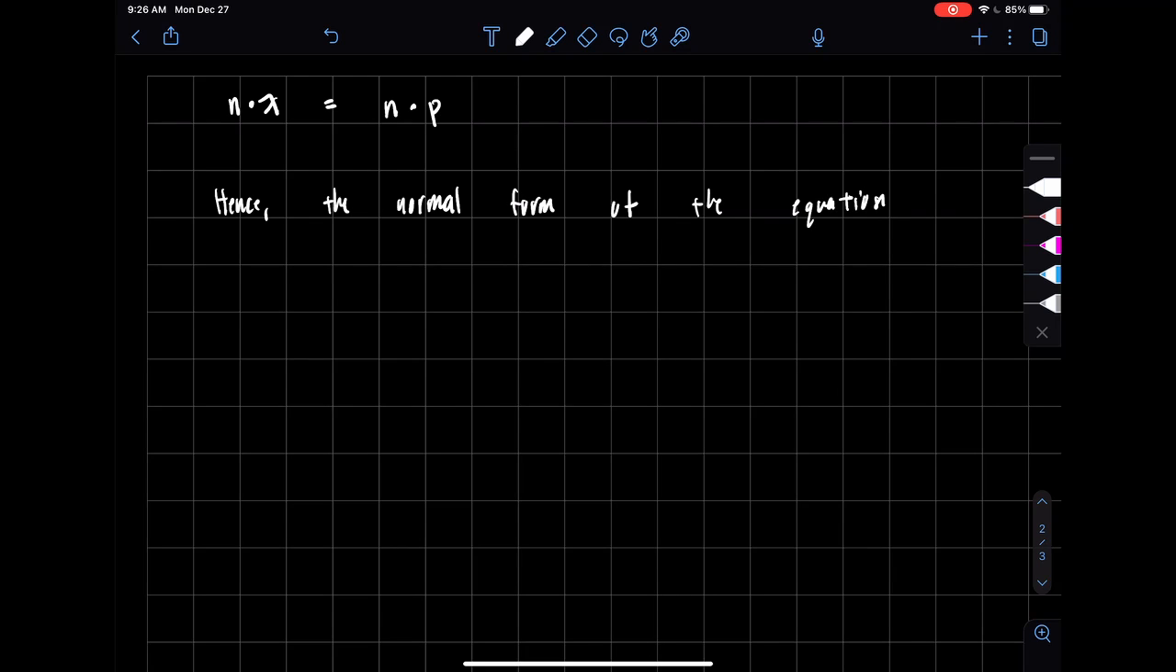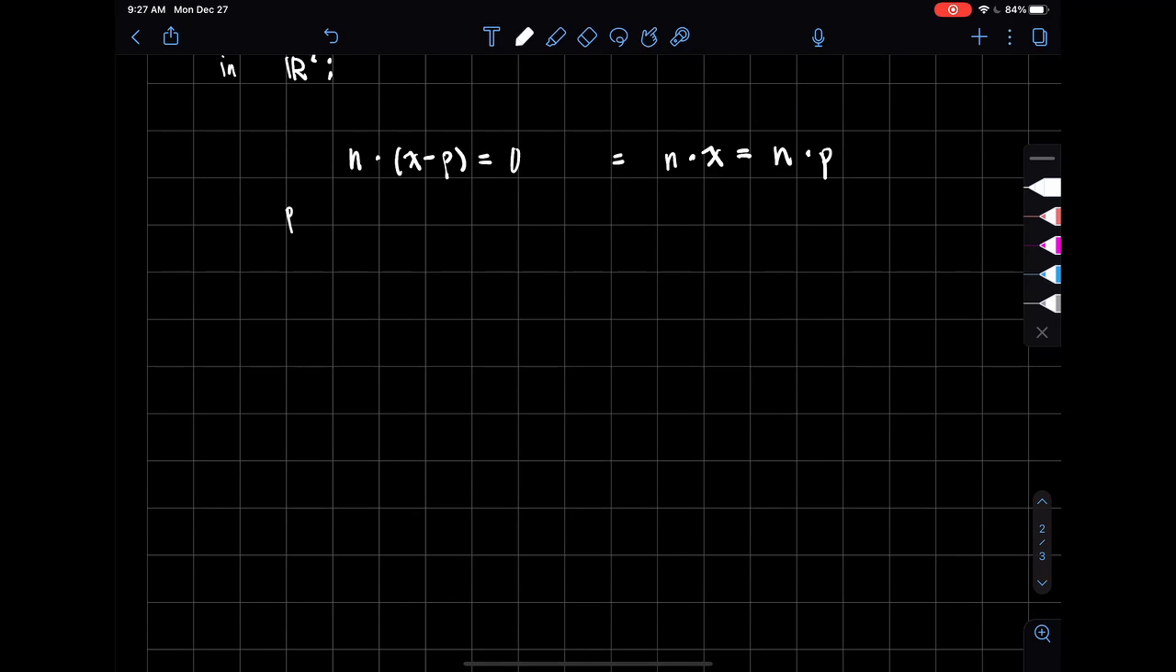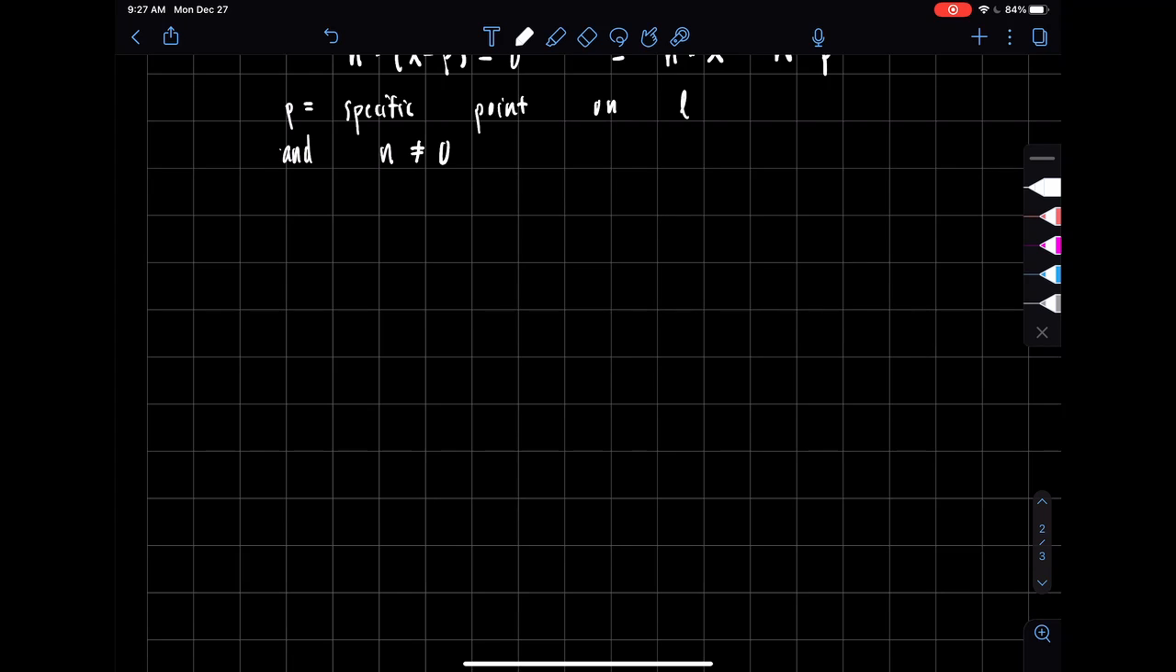the equation of a line in vector space R2 would be n dot (x minus p) equals 0, or n dot x equals n dot p, where p is a specific point on L, and note that the normal vector cannot equal 0. And this gives us the general equation of L: ax plus by equals c, where n equals the column vector (a, b).